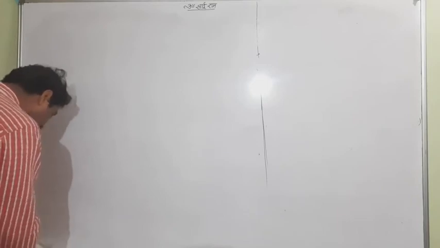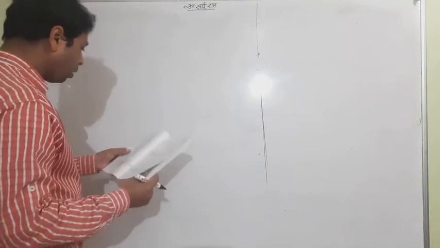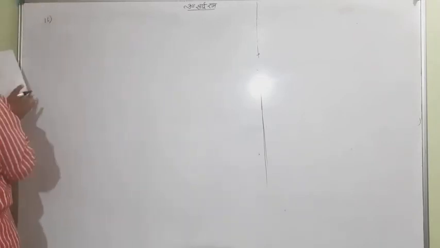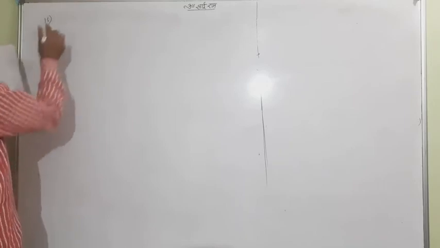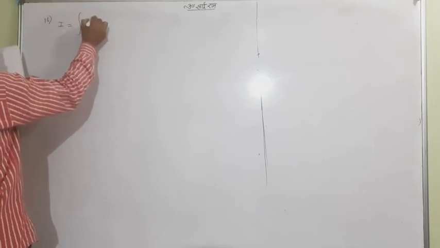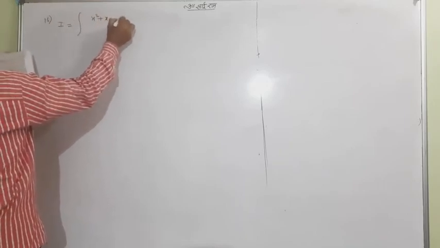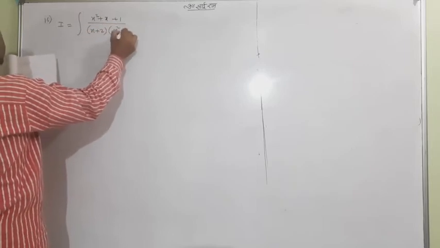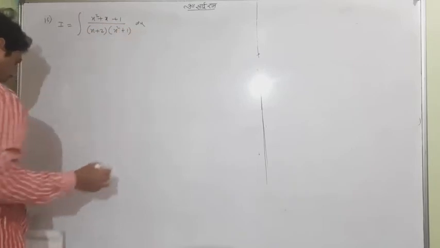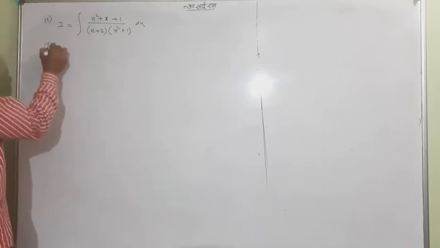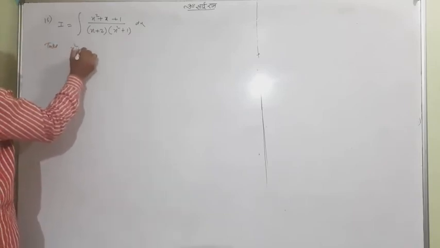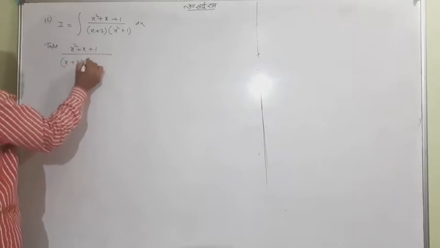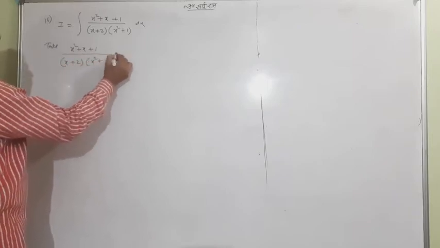Hope time will permit us to do this. I got a question, example number 16: integral of (x² + x + 1) upon (x + 2)(x² + 1). Can you catch? Taking x² + x + 1 upon (x + 2) and (x² + 1).